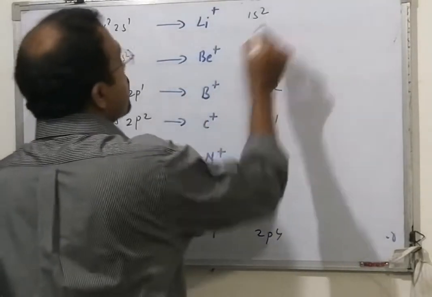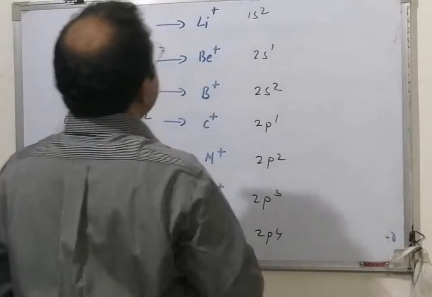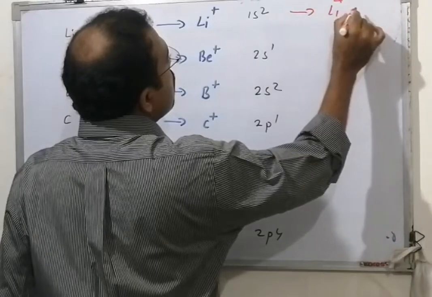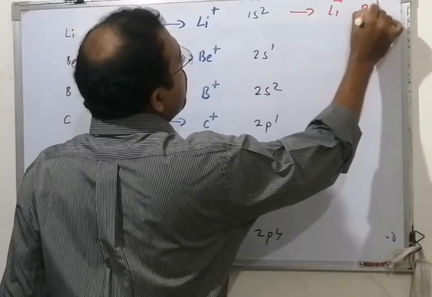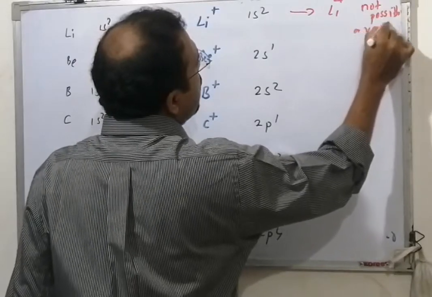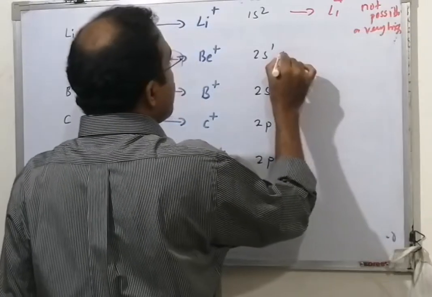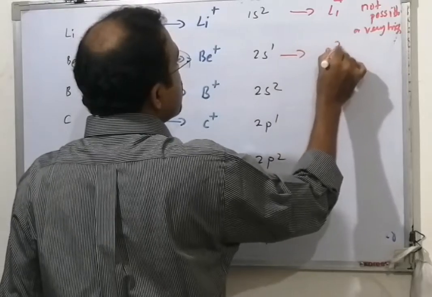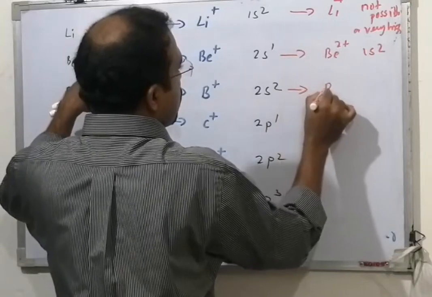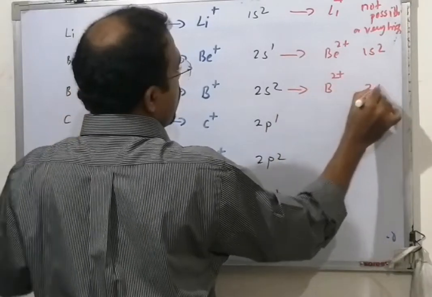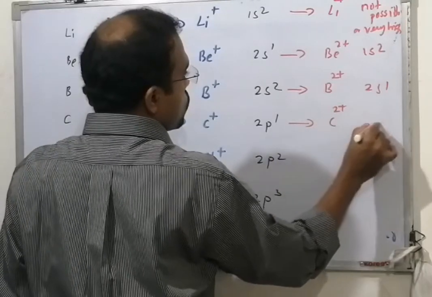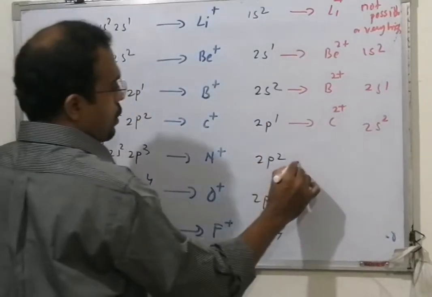Now the second ionization, lithium 2 plus, not possible or very high. I will explain. This is beryllium 2 plus. Now you will get 1s2 here. Boron 2 plus, 2s1. Carbon 2 plus, 2s2 because 2p2 is complete.